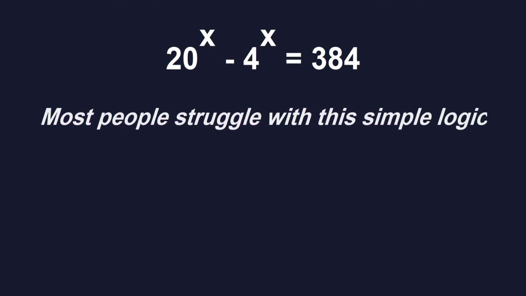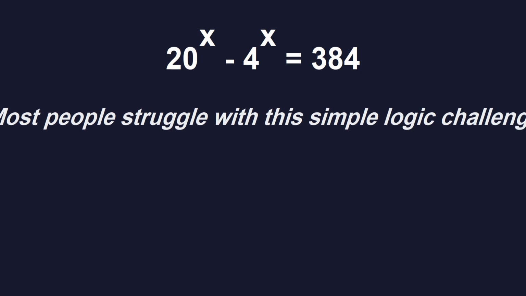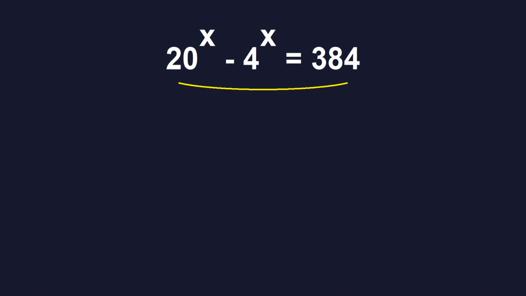During this moment we have this problem: 20 to the power x minus 4 to the power x equals 384, and we want to get the value of x. The problem might look difficult, but it becomes easier if you break down the number 384 into two numbers such as 24 times 16.